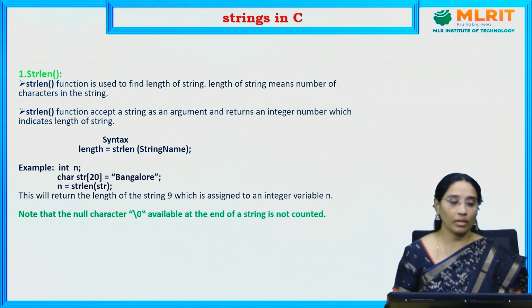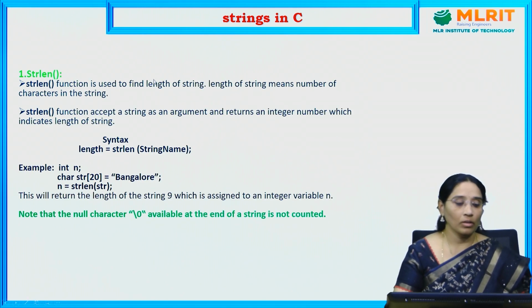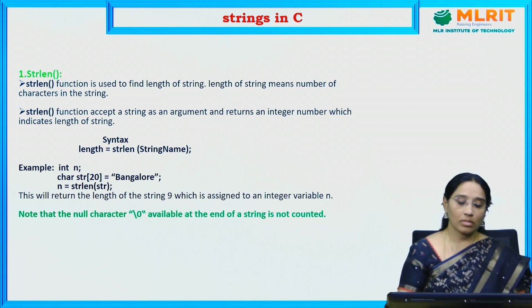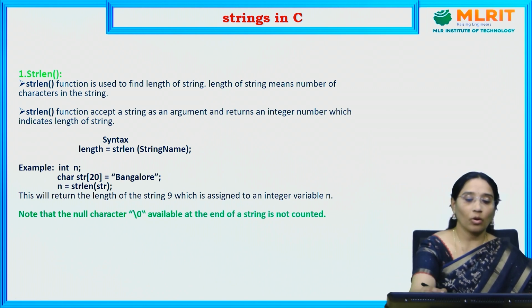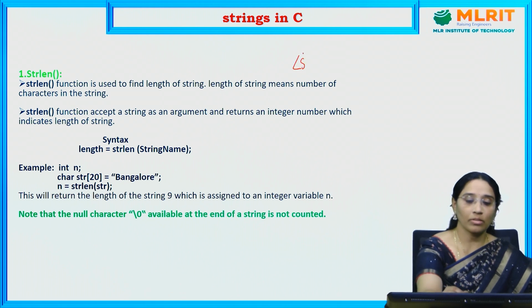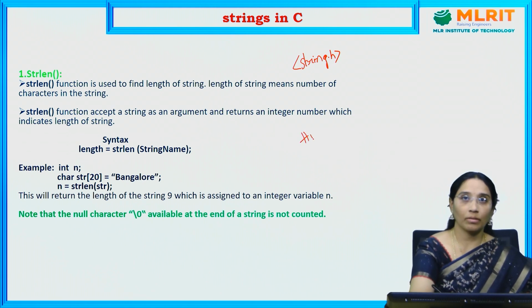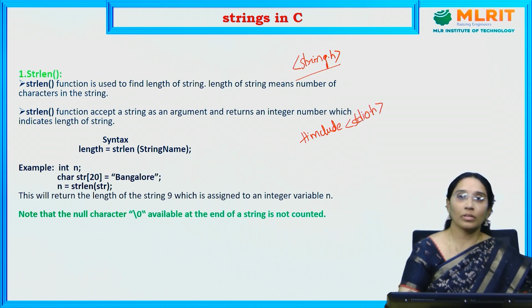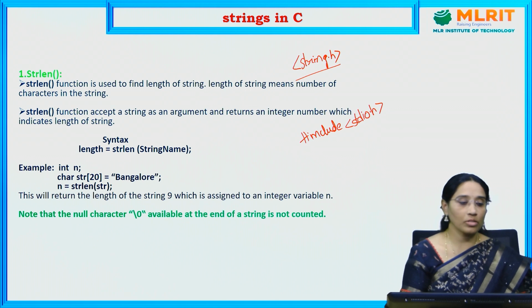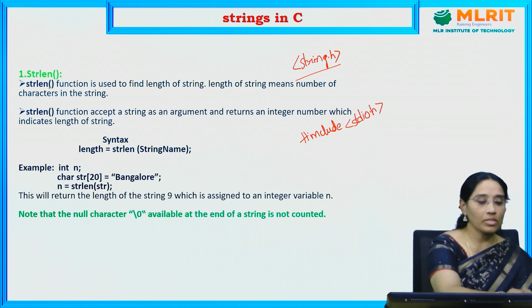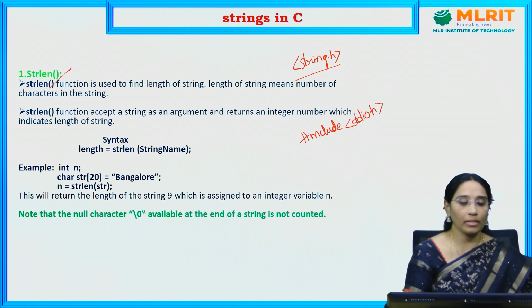So some string handling functions we have in C programming. The first function here is strlen. All the string handling functions exist in the string.h header file. This is a standard header file. We know some standard header files like #include <stdio.h>, the standard input output header, and all the string handling functions exist in string.h. So the first function, strlen, is used to find the length of a string.